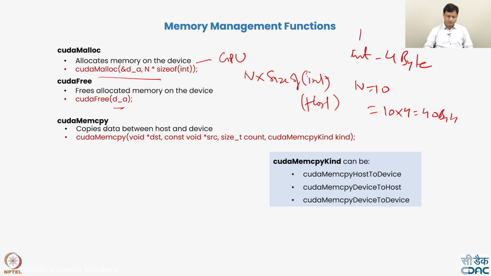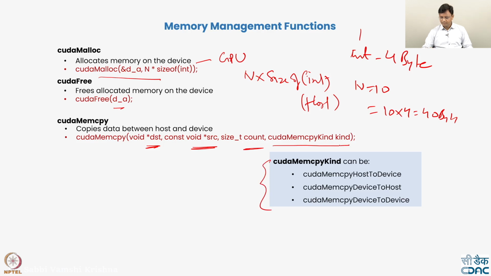Next one is cudaMemcpy. Basically, it copies data from the host to the device. Here you can see it indicates the destination, the source, the count, how much size should be copied, and this portion which I have explained here indicates the direction of the data movement.